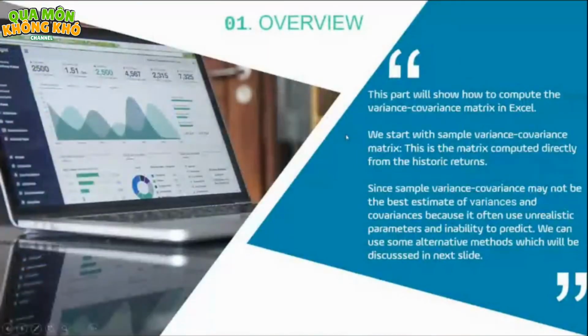First, we go to the overview of this part. This part will show how to compute the variance and covariance matrix. We start with the sample variance covariance matrix, which is computed directly from the historic returns. Since the sample variance covariance may not be the best estimate because it offers unrealistic parameters and inability to predict, we can use some alternative methods, which will be discussed in the next slide.